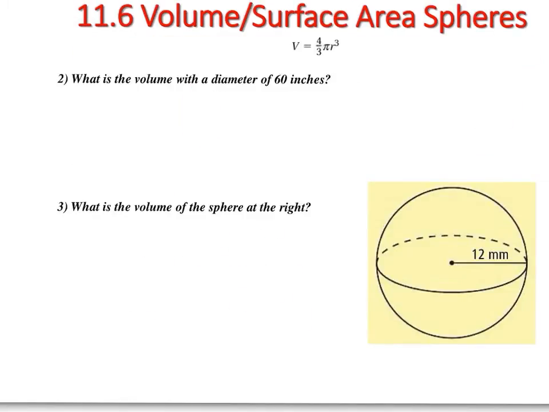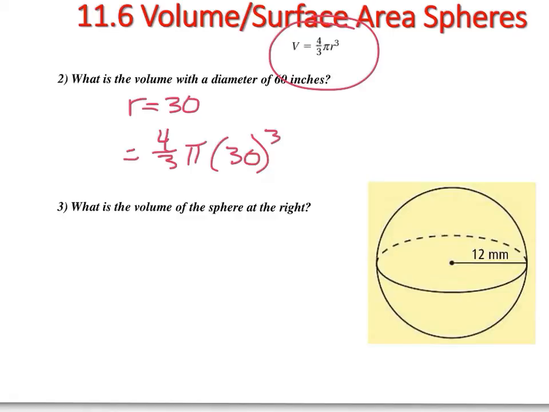In this problem, what's the volume of a sphere that has a diameter of 60 inches? Well, if the diameter is 60, then the radius is half of that, so that's 30. So that's the number we're plugging into our formula right here. So plugging that in, you'll have 4/3 pi times 30 to the third. So when we do that calculation, 4/3 pi times 30 to the third, we will get 113,097.3.